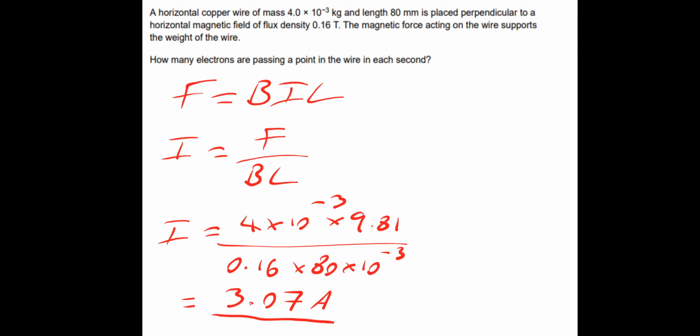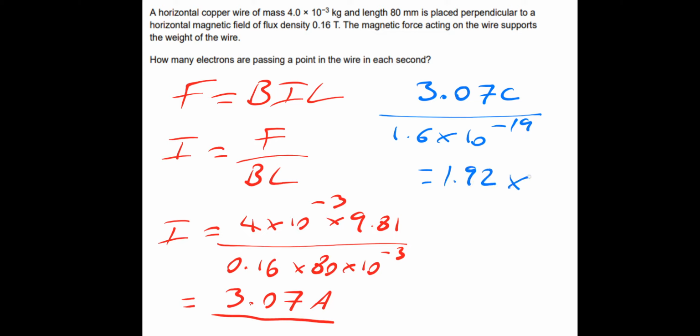Then we just need to finish this off. So we've got 3.07 amps, and 3.07 amps is 3.07 coulombs per second. So in 1 second, we've got 3.07 coulombs. If we divide by the charge of an electron, which we should know by now is 1.6 times 10 to the minus 19 coulombs, that will give us the total number of electrons that make up the 3.07 coulombs of charge. And that is 1.92 times 10 to the 19 electrons. Okay, let's move on.